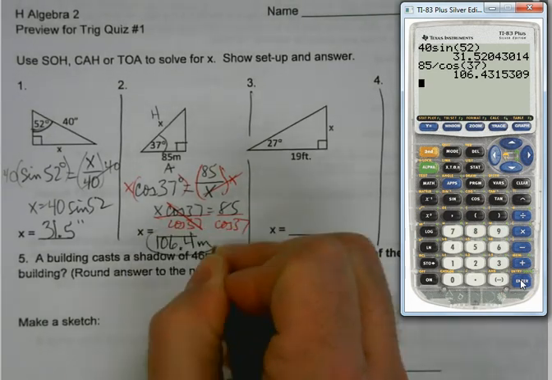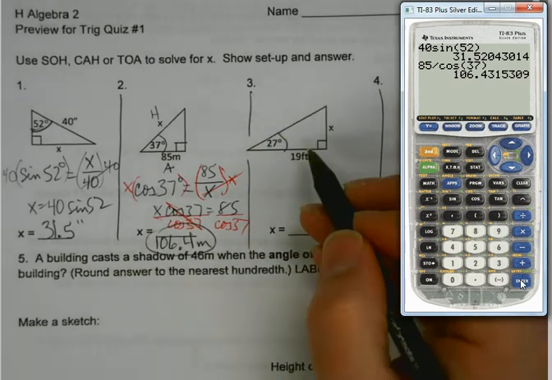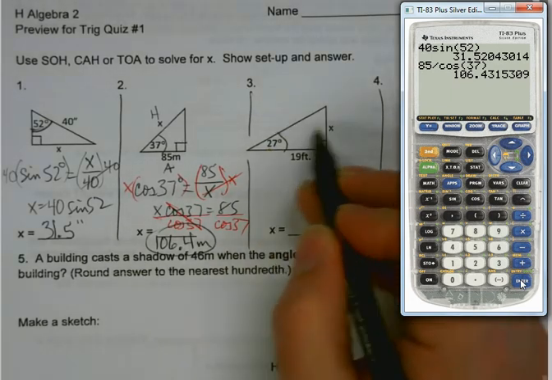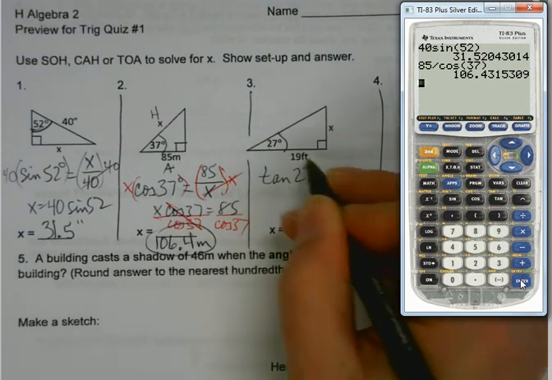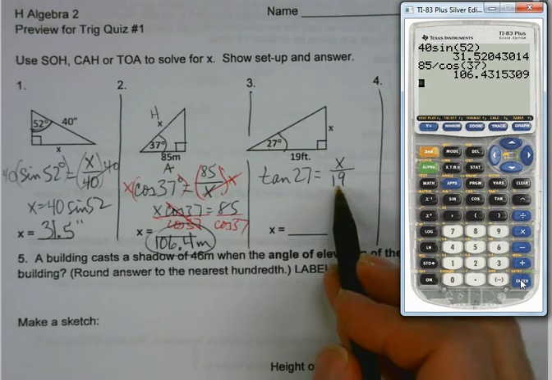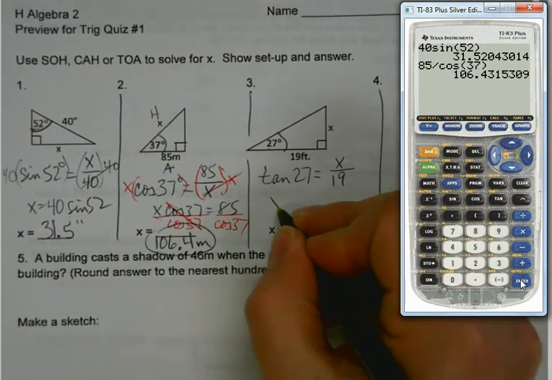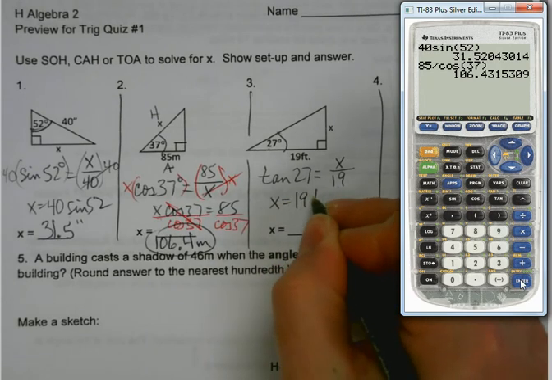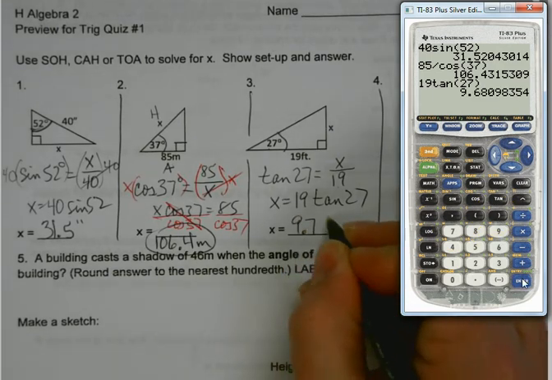106.4 meters. So as long as you're cautious with your signs and watching what sides you have, opposite, adjacent, which is tangent, equals the opposite over adjacent. This time again, my numeric value ends up in the denominator, so I am just going to be multiplying both sides. So 19 times the tangent of 27 will get me to my solution.